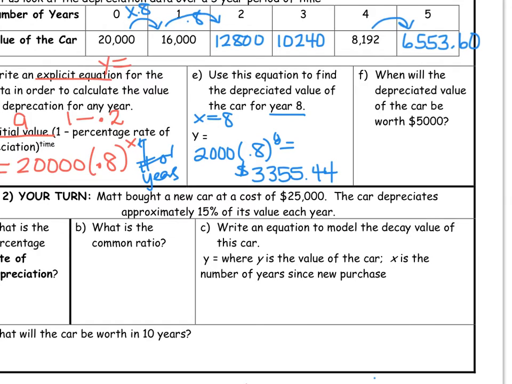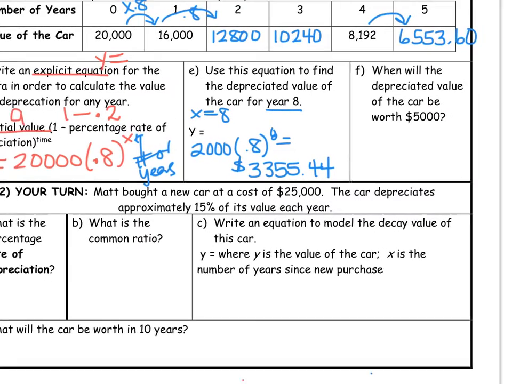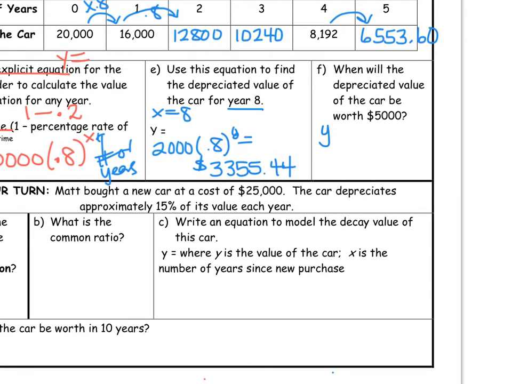So next question, letter F, when will the depreciated value of the car be worth $5,000? So this is where you have to put this general equation into your calculator, and look at your Y list to determine when is Y equal to about $5,000. That's the question we're trying to ask. So if we go on your calculator, look in your Y1 list, it's somewhere between 6 and 7 years, and if we wanted to be specific, it's about 6.2 years. And again, you have to use your calculator for that.